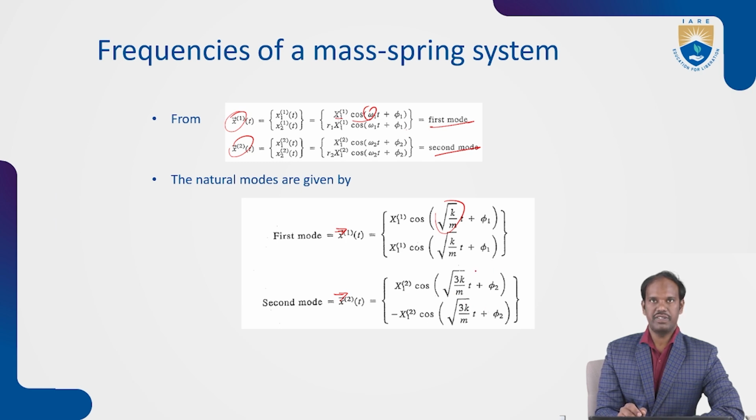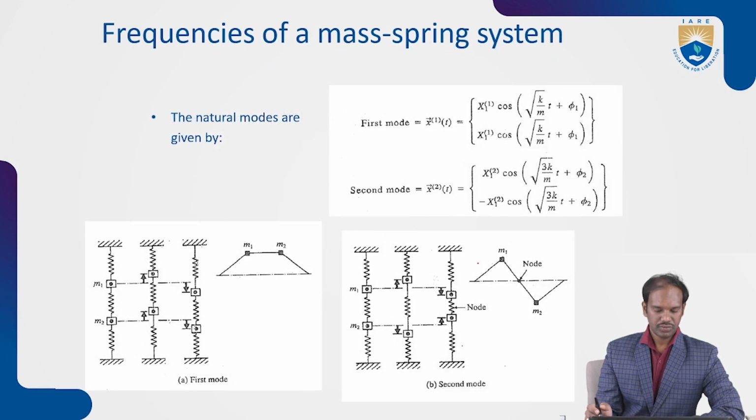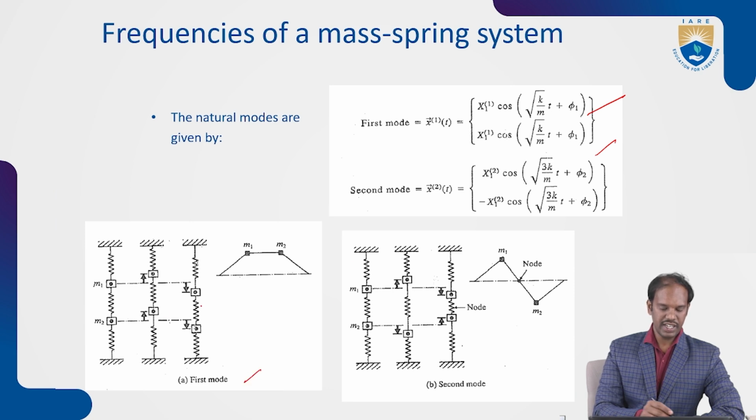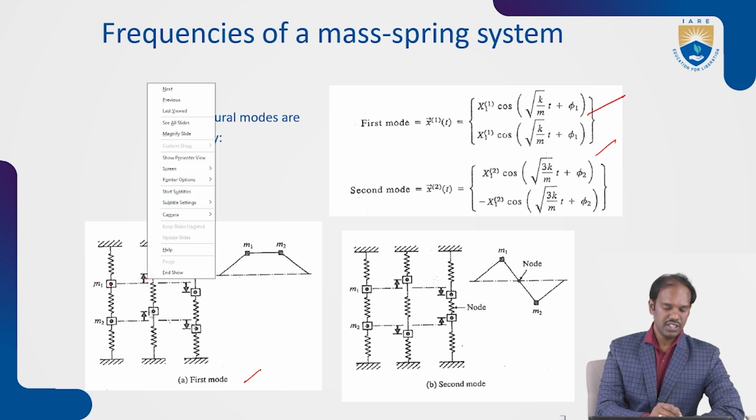The natural frequencies of these modes, the first mode and second mode, have just been replaced with this. So this is the first mode. With this we can write the first mass, the second mass, and the connecting springs, which will give the natural frequencies for this system.